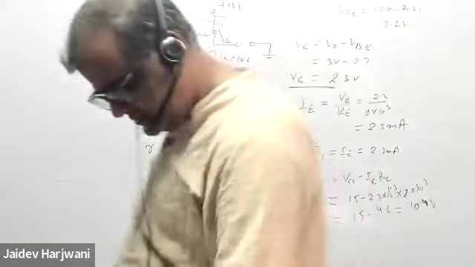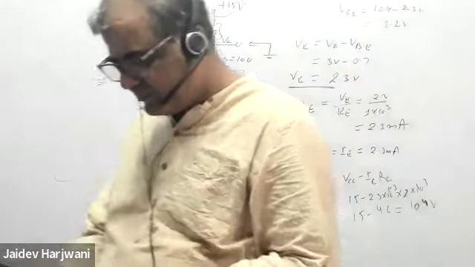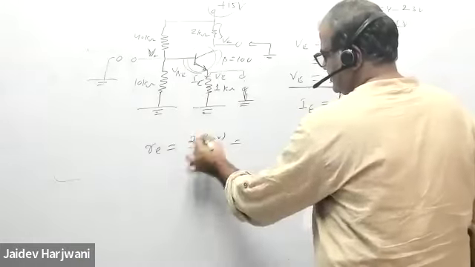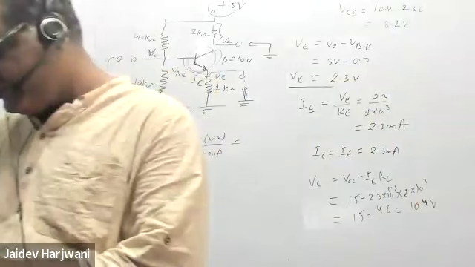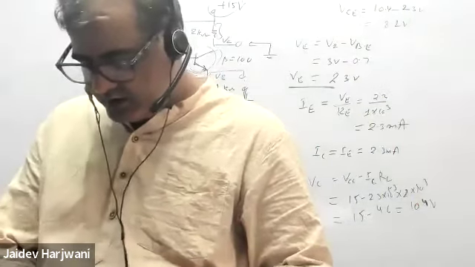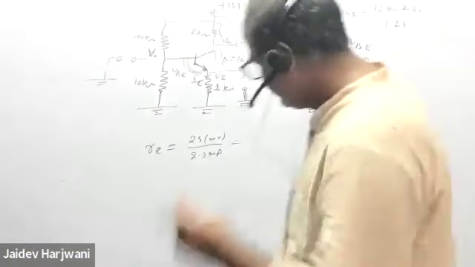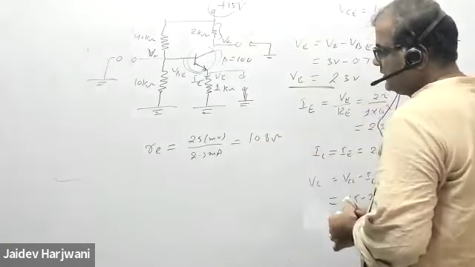So how much is the answer? RE. You can use 25, because in the question they are using 25. So 25 by 2.3, how much will come? 10.8 ohm. Very good. 10.8 ohm. Now you know RE.